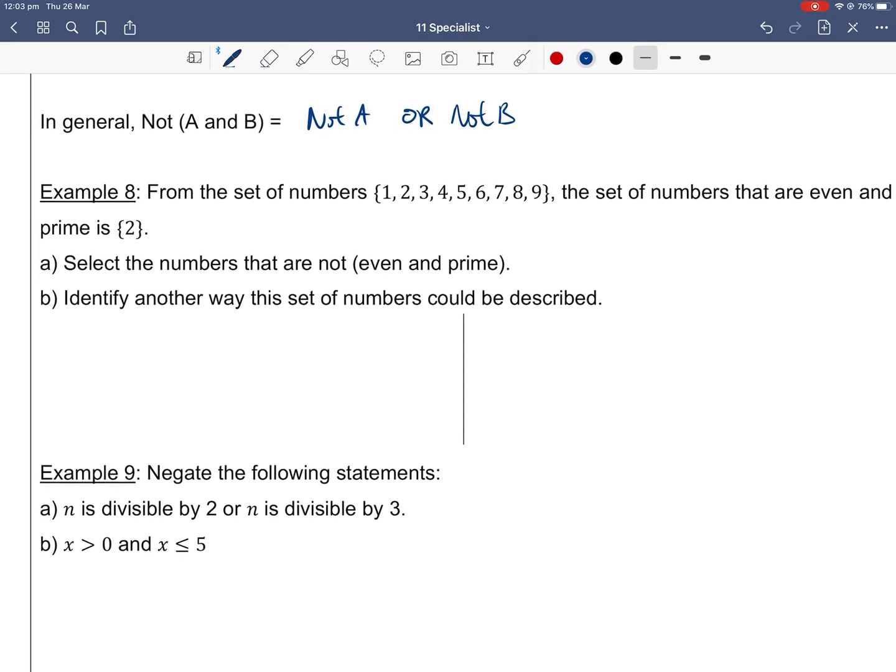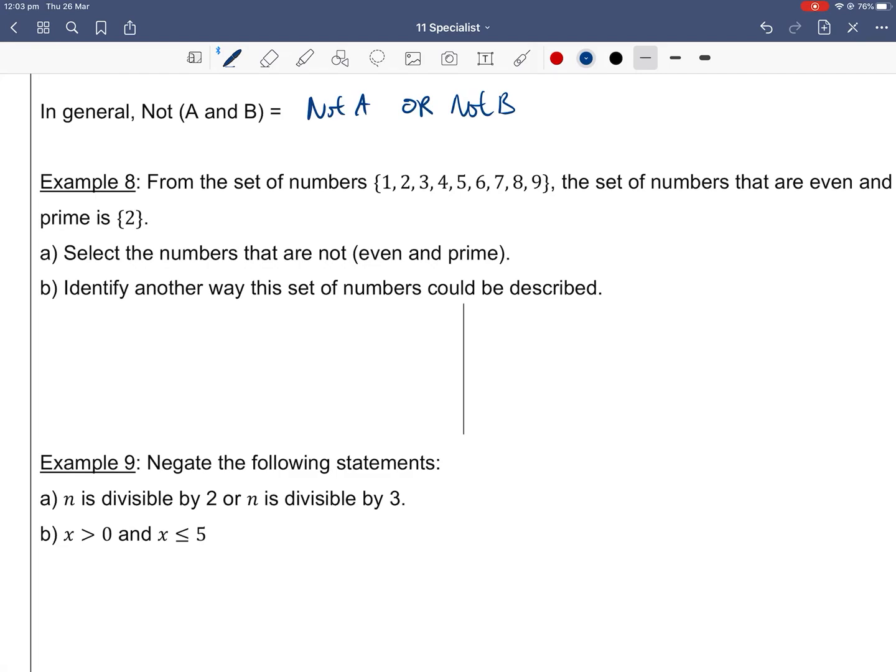Again, we'll use a set of numbers 1 to 9 to demonstrate this. So 1, 2, 3, 4, 5, 6, 7, 8, 9. Find the set of numbers that are even and prime. So it's only 2. Part A, find the numbers that are not even and prime. So anything but 2. Not even and prime is the set of numbers everything but 2, because 2 is the only number that's even and prime. So {1, 3, 4, 5, 6, 7, 8, 9}.